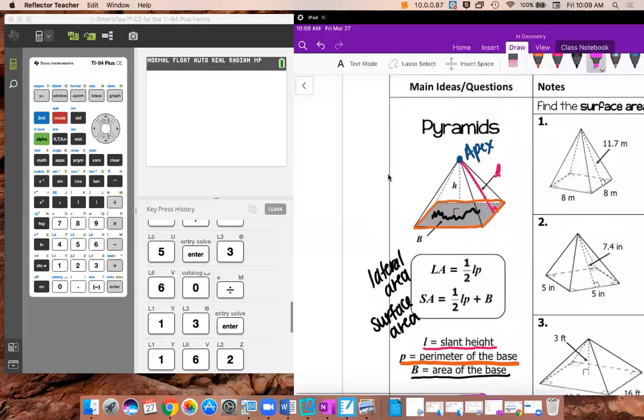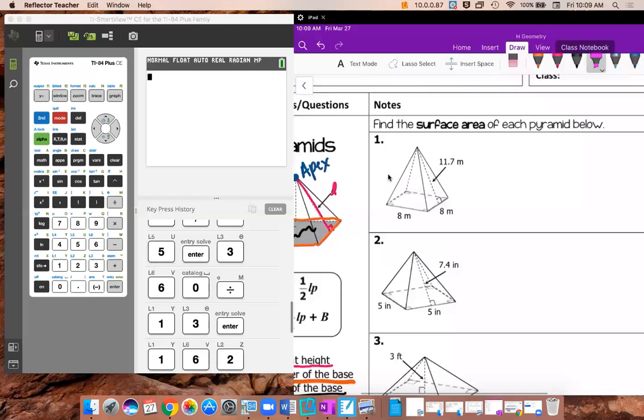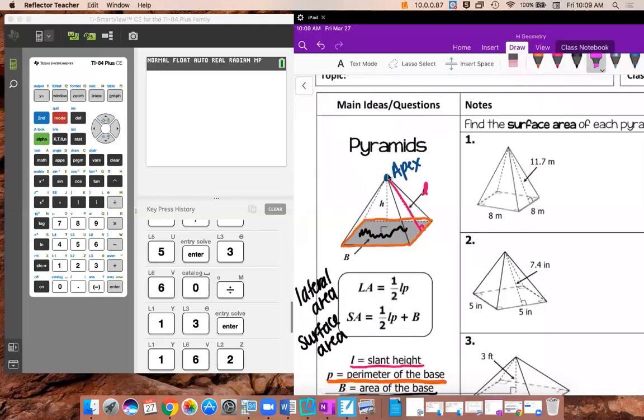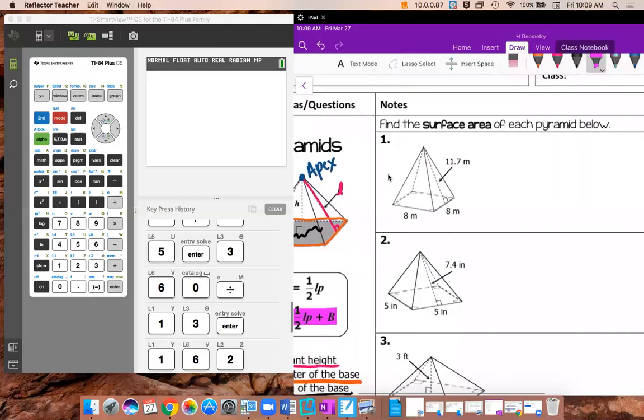Okay, so let's go through some examples here. Example number one says, find the surface area of each pyramid below. So we're finding surface area, so it is going to be this first formula right here. Surface area is 1/2 the slant height, so the L, times the perimeter of the base, plus the base. So let's write that down. Surface area equals 1/2 slant height times perimeter plus area of the base.